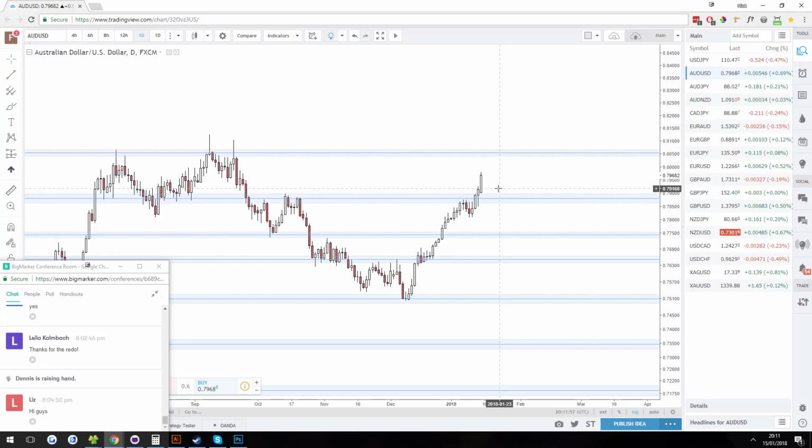Is it going to break this time? Well, we don't know. It might break, it might not break. But what I'm going to look for is price to stall on this resistance area. I'm going to be watching very closely.